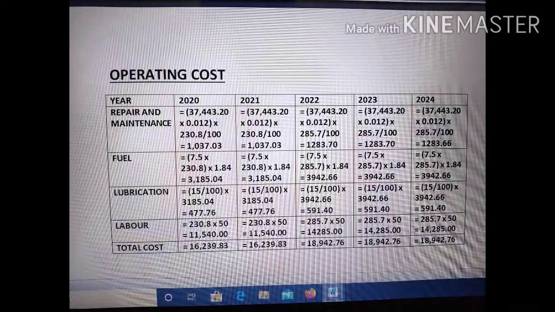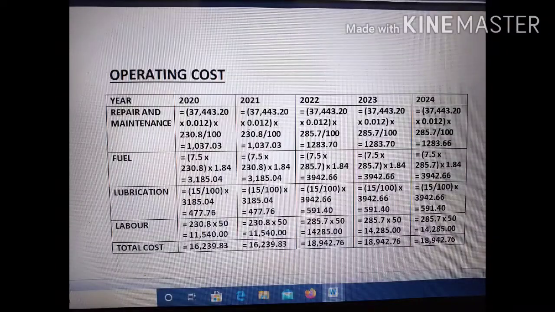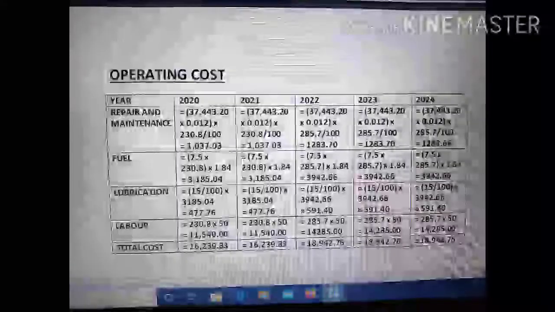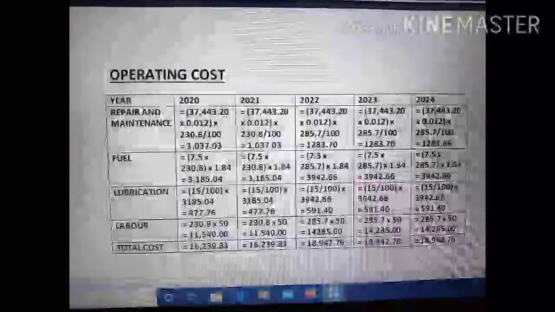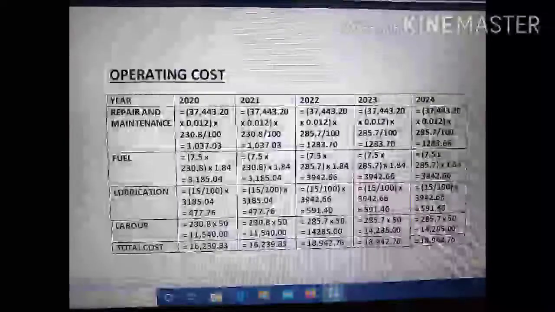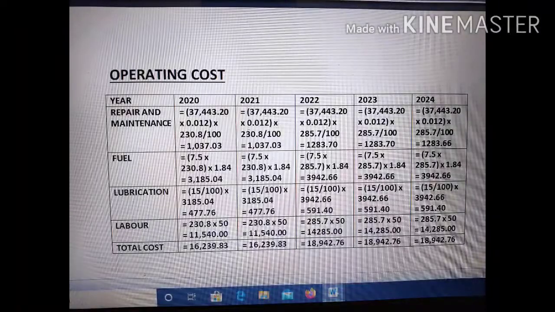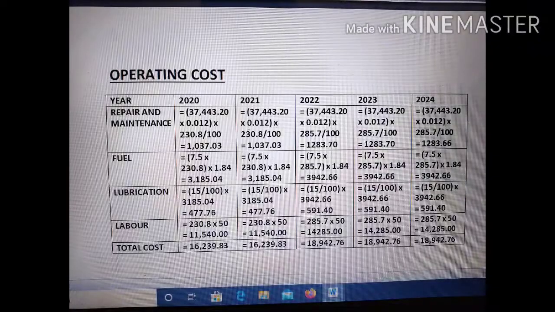For repair and maintenance, you get 1,037.03 ringgit, and for fuel consumption, you get 3,185.84 ringgit, and for lubrication, you get 477.76 ringgit, and for labor, you get 11,540 ringgit, and the total cost of 2020, you get 16,439.83 ringgit.